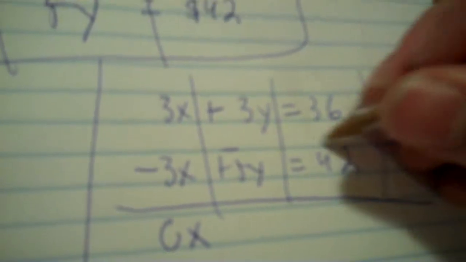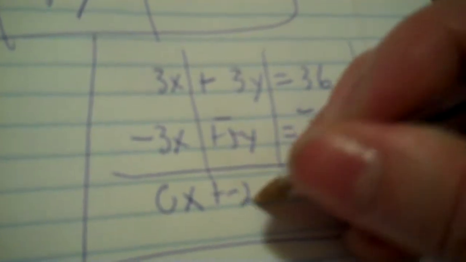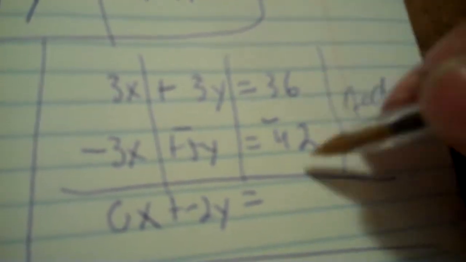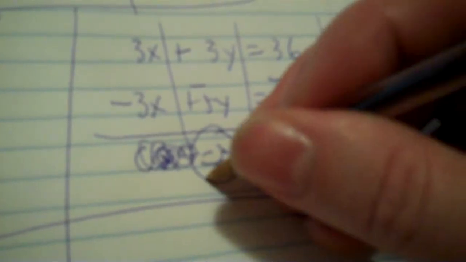And then that's negative and that's negative. So 3 plus negative 5 is negative 2y. 36 plus negative 42 is negative 6. Okay, 0x, you can get rid of that. And then divide by negative 2 on each side. And negative 6 divided by negative 2 is 3. Okay, so 3 basketball court visits.